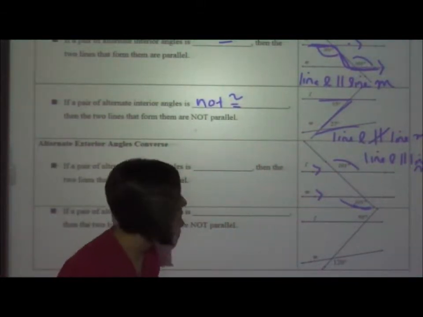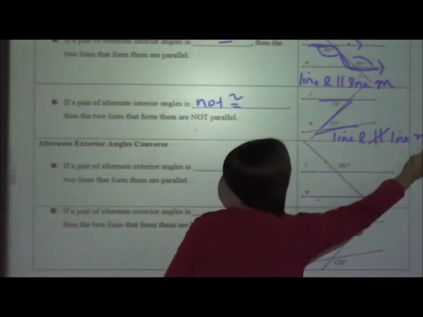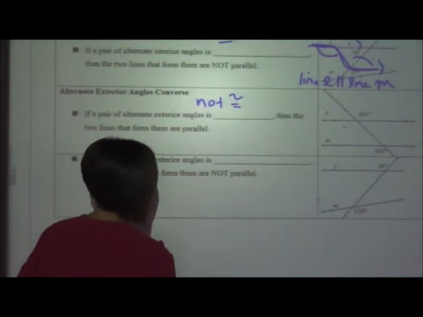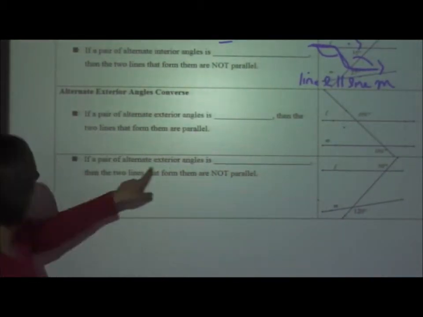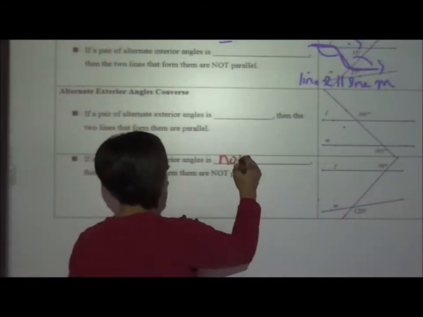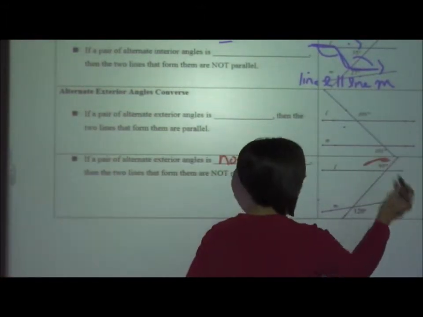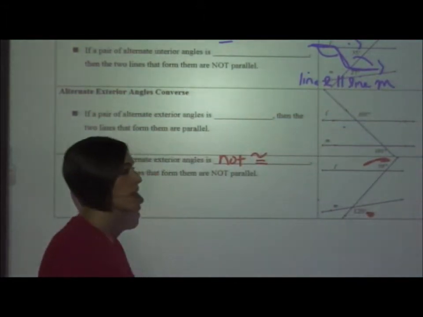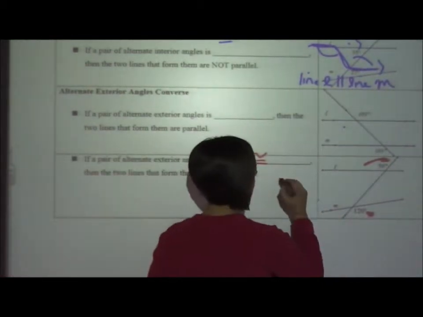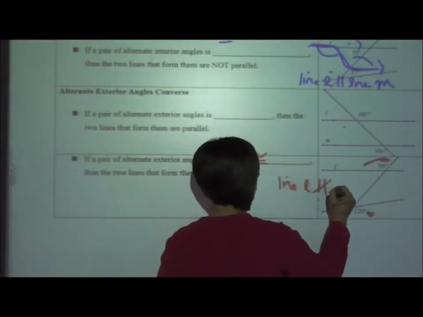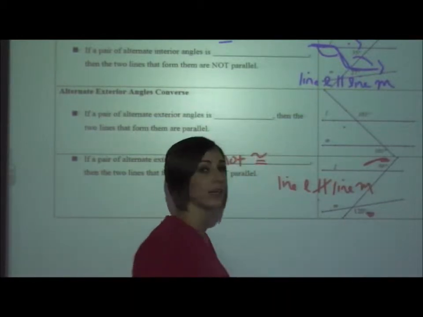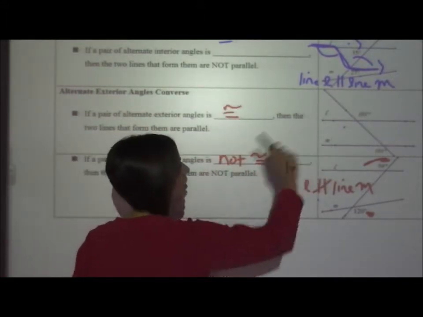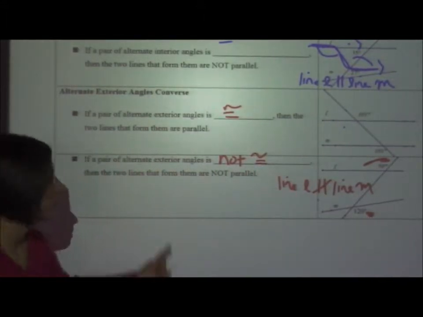But if we're shown that the pair of alternate exterior angles is not congruent, so this one's 98 and this one's 120, they're alternate exterior angles, but they're not congruent. Now we can say that line L is not parallel to line M because alternate exterior angles are not congruent here. So when they are congruent, the lines are parallel. When they're not congruent, the lines are not parallel.